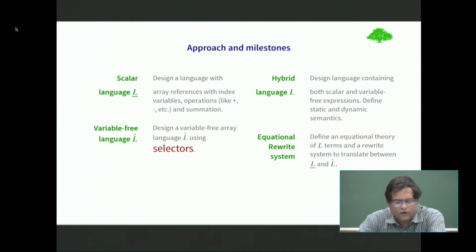The way we're going to solve this problem is to define a scalar language, L underscore, which has array references with index variables, operations, and summation. Then we look at a variable-free language, L hat, that uses these selectors. And then we consider a hybrid language that has both of these, and we define a type system on this hybrid language, which subsumes both L hat and L underscore. We define an equational rewrite system that lets you go either towards L hat or towards L underscore. That's the plan for this work.